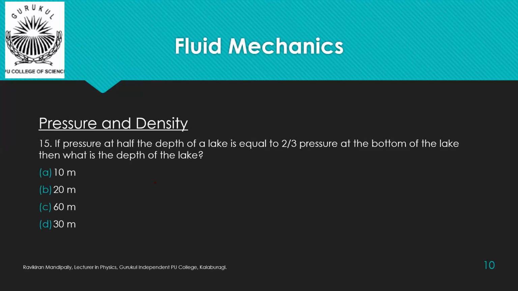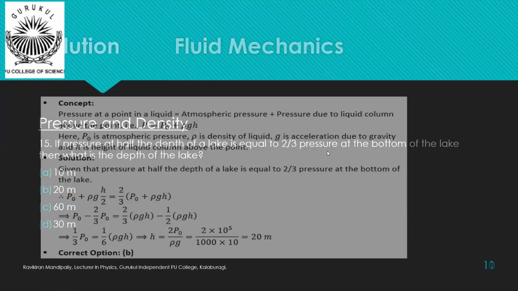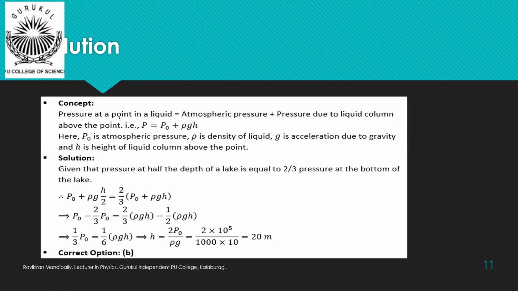Question number 15. If pressure at half the depth of the lake is equal to 2/3 the pressure at the bottom of the lake, then what is the depth of the lake? So the relation given here is: pressure at half the depth of the lake is equal to 2/3 of the pressure at the bottom of the lake. So this we are going to use here. At any point inside a liquid, the total or absolute pressure will be equal to atmospheric pressure plus pressure due to the liquid column, that is P is equal to P naught plus rho gh. We are taking this into account.